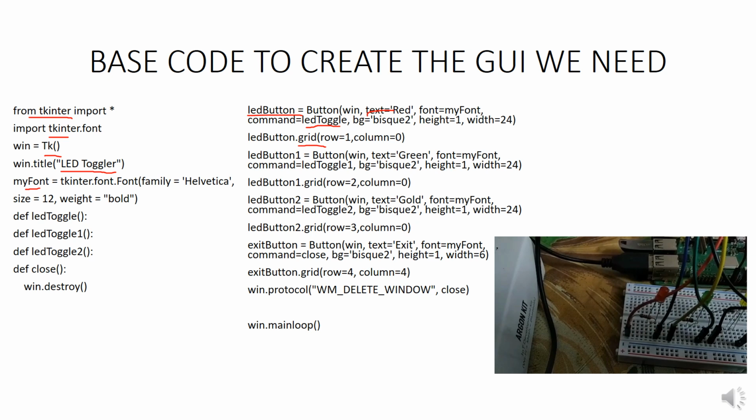And the command: when I click the LED button, I will be able to access this function LED toggle. Same way, if I click LED button 2, I will be able to access the LED toggle 2 function, and the exit button calls the close off function. And basically this window destroy will be destroying the GUI.